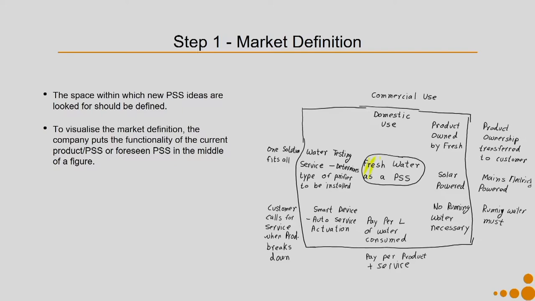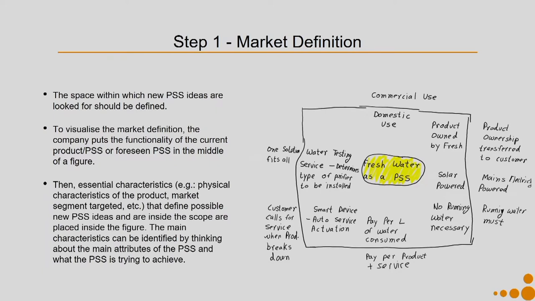So say for example, in the middle of this figure, I have incorporated the new PSS that I want to come up with, which is fresh water as a PSS. So that is my market definition, main market definition. Then essential characteristics, for example physical characteristics of the product, market segment targeted, etc., that define possible new PSS ideas and are inside the scope, are placed inside the figure.